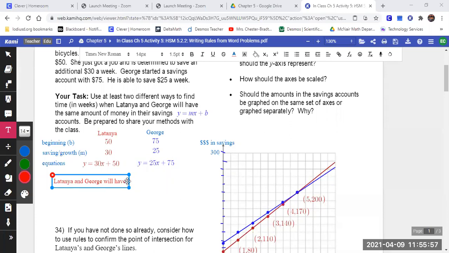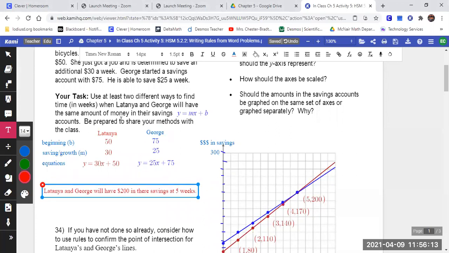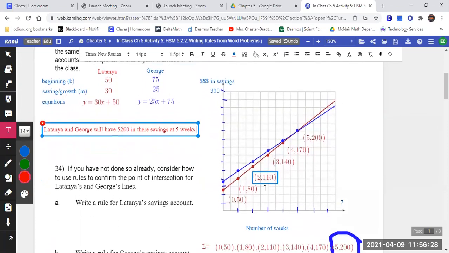George and Latanya will have $200 in their savings at 5 weeks. Because they wanted to figure out when would they have the same amount. And you would need to tell them the amount. So we found that by creating the equations so we could do the table of values and using the table of values so that we could go ahead and make the graph. Okay.